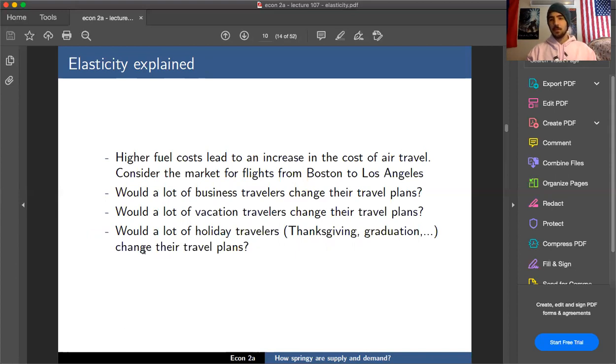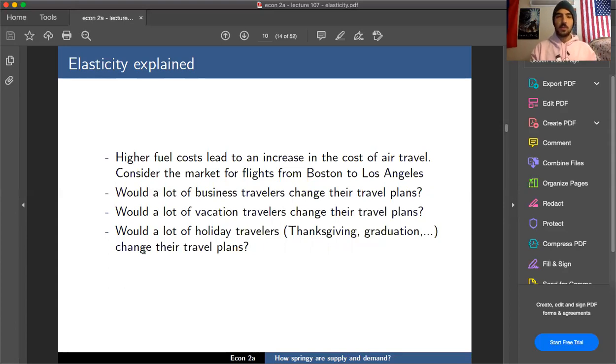But something to think about prior to moving on to the next video: higher fuel costs lead to an increase in the cost of air travel, and consider the market for flights from Boston to LA. So would a lot of business travelers change their plans? How would they be affected by a change in price? How would the vacationers be affected by this change in price? And how would holiday travelers be affected by a change in price?